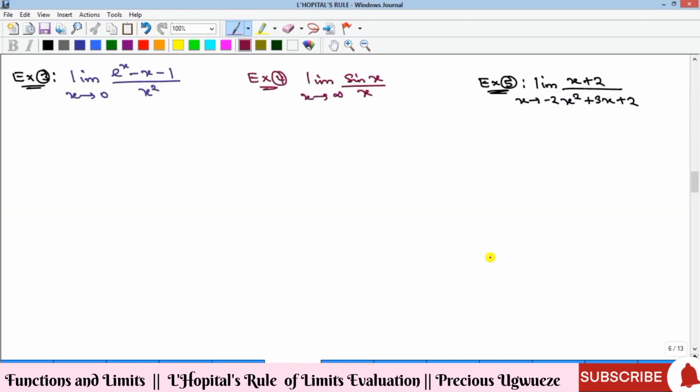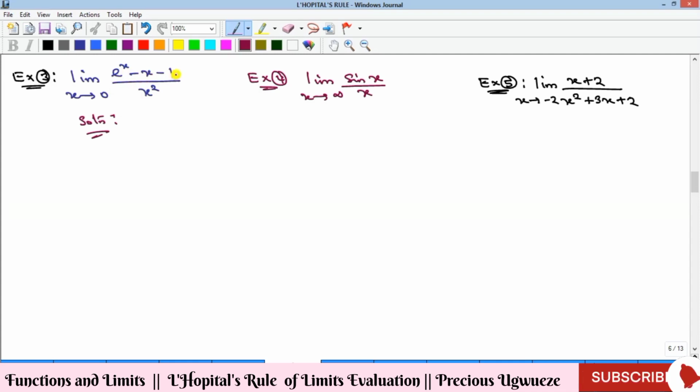Right, so we go over here. The next example says that we should also evaluate this other limit. First of all, remember the first thing to always do is to check that it satisfies the condition. So if we put x as 0 here, exponent of 0 is 1, and if you put 0 here, you have 0.